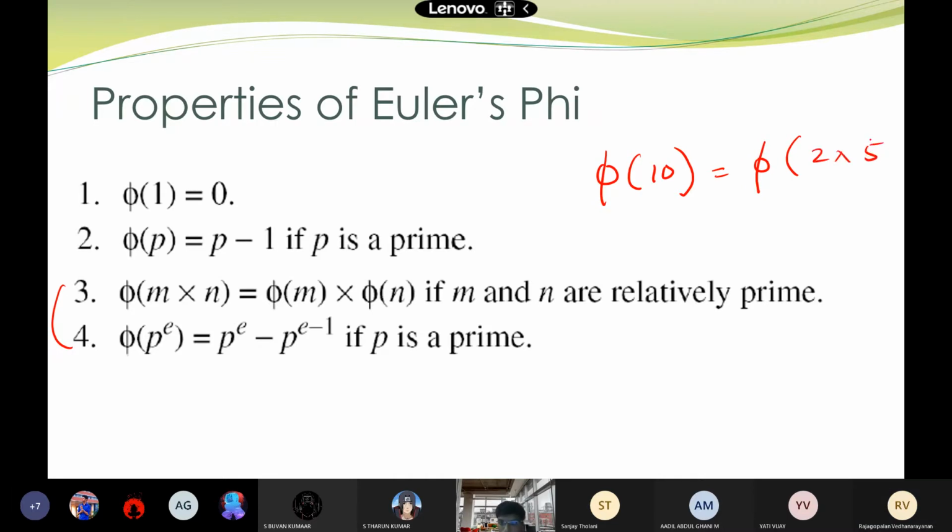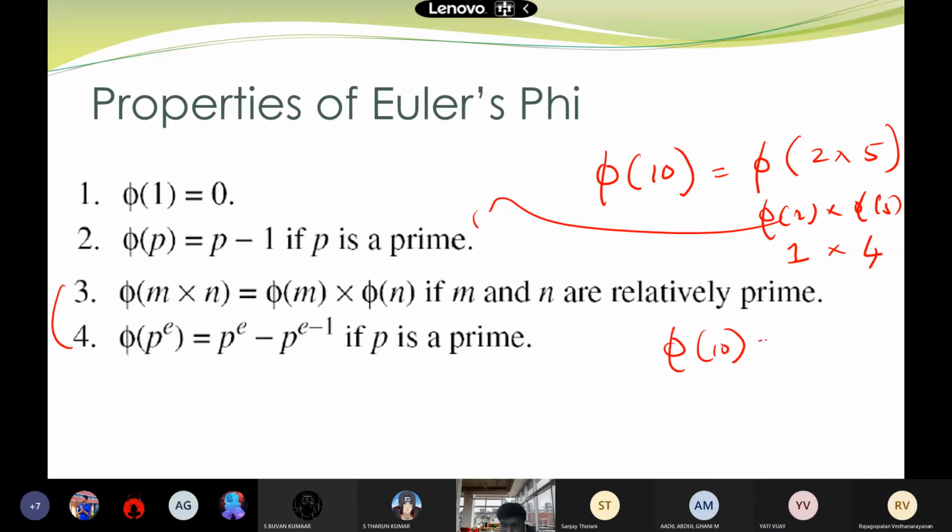So 10 could be expressed as the product of 2 into 5, and you know that 2 and 5 are relatively prime. The GCD is 1. So having expressed this as a product, I could individually compute phi of 2 and phi of 5 and apply the second property. These two are prime numbers. So phi of 2 is going to be 1 and phi of 5 is going to be p minus 1, which is 4. So the number of elements in this set is going to be 4.